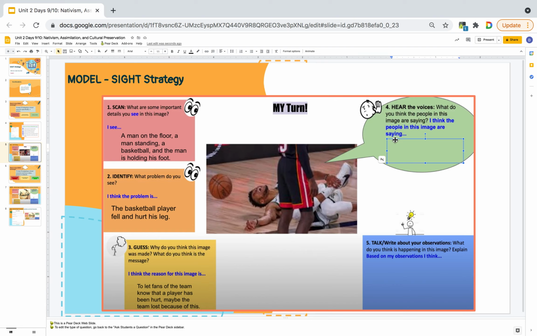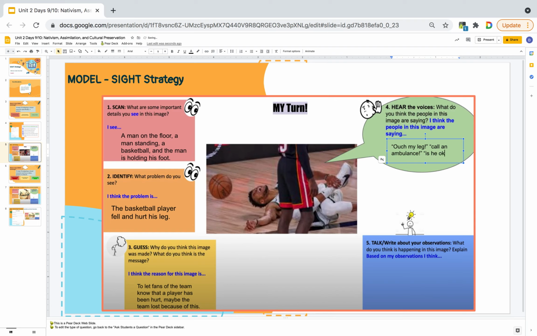Next, we want to be able to hear the voices. What do you think the people in this image are saying? We want to be able to give people or objects in the image a voice because it helps us kind of get into that situation and understand what truly is going on. So here, I think the people in this image are saying, ouch, my leg. Call an ambulance.